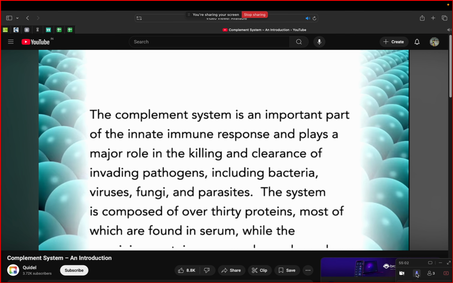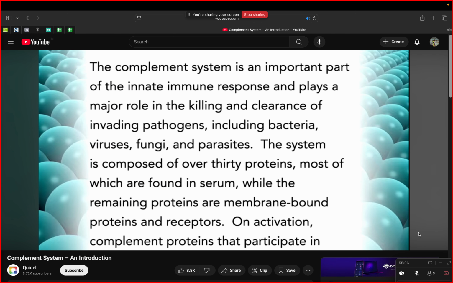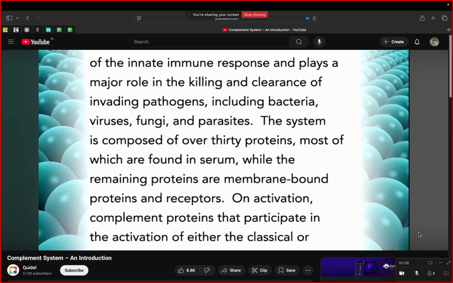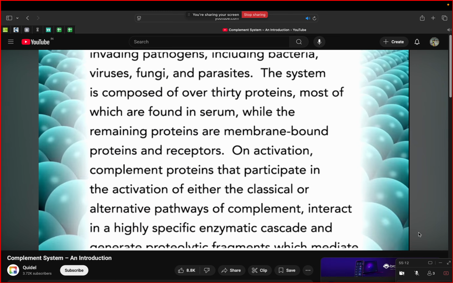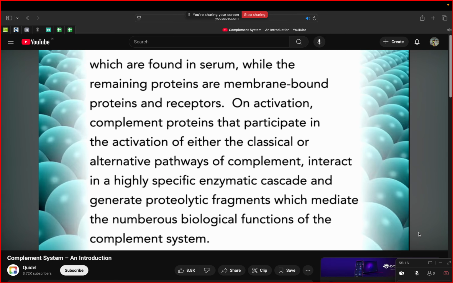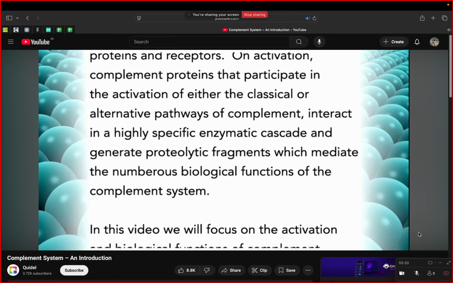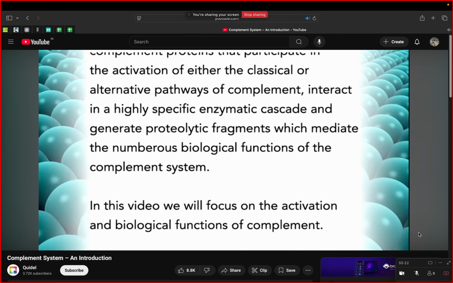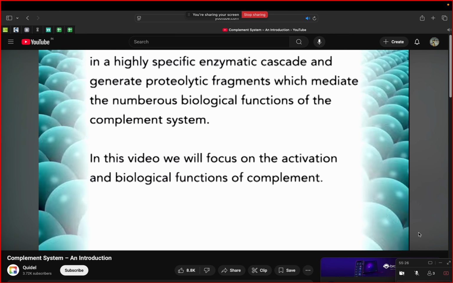The system is composed of over 30 proteins, most of which are found in serum, while the remaining proteins are membrane-bound proteins and receptors. On activation, complement proteins that participate in the activation of either the classical or alternative pathways of complement interact in a highly specific enzymatic cascade and generate proteolytic fragments that mediate the numerous biological functions of the complement system. In this video, we will focus on the activation and biological functions of complement.